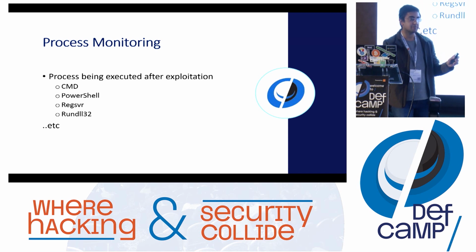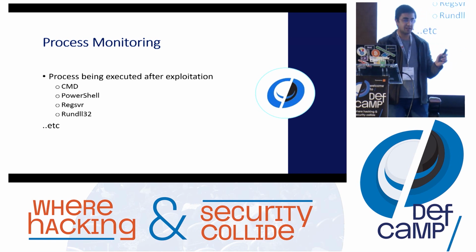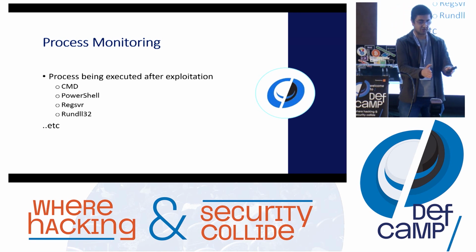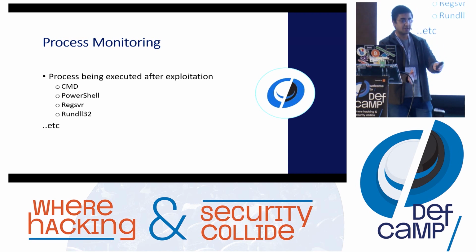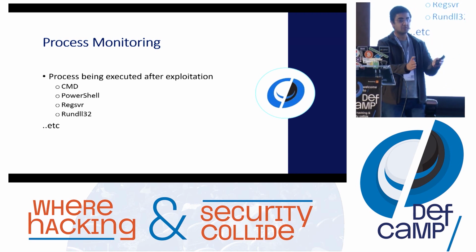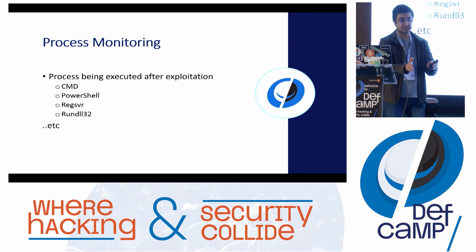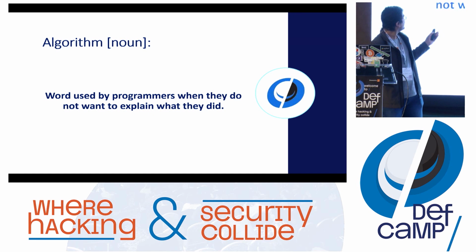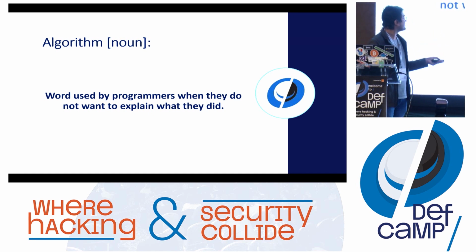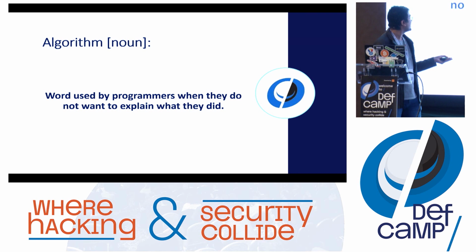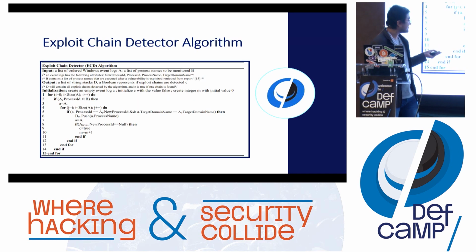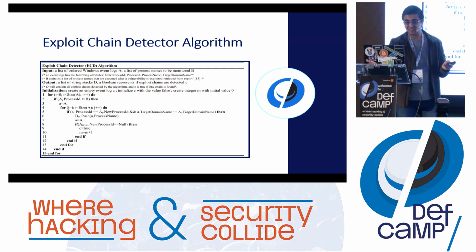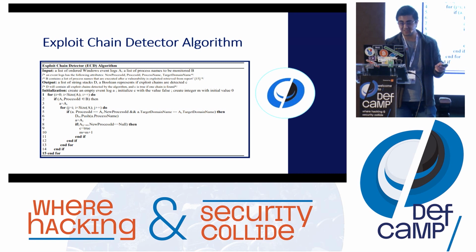So I developed an algorithm that takes the information from the event logs and correlates it with the processes that are running, and tries to identify some sort of malicious activity from one process to another process, how the attacker is moving, and how he is exploiting the vulnerabilities. Algorithm is a word used by programmers when they do not want to explain what they did. So this is what the algorithm looks like. It looks a bit scary, maybe not understandable.